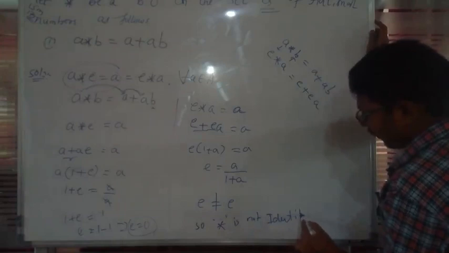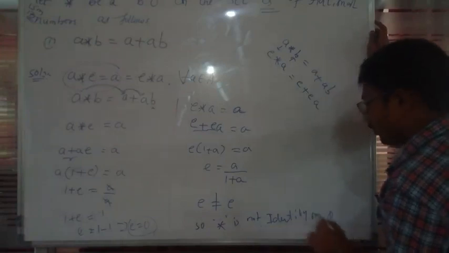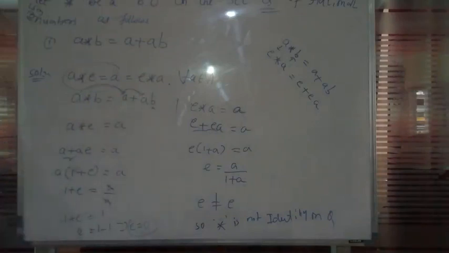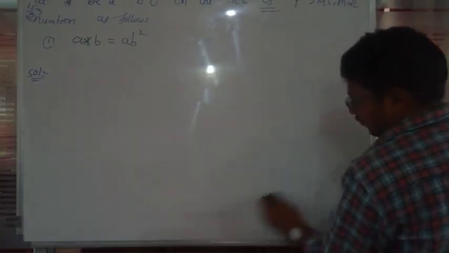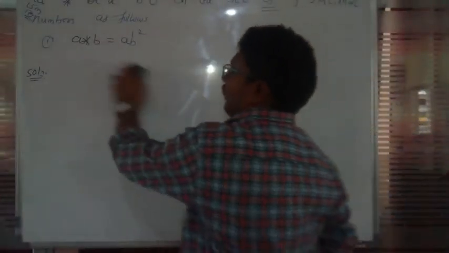Star is not identity on rational numbers. I will take one more example. A star B is equal to AB square.